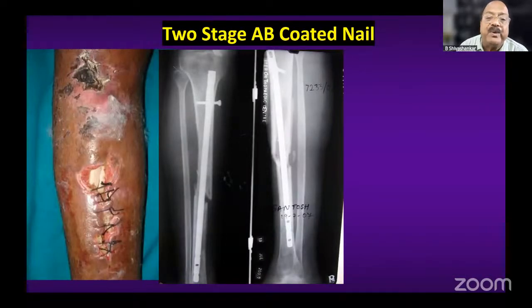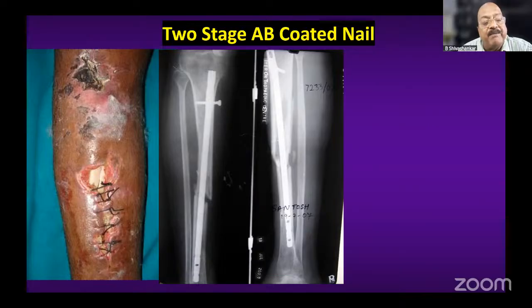Then came the two-stage antibiotic coated nail. So in the late 90s, Dr. G.S. Kulkarni popularized the antibiotic coated nail in India. Initially we were doing it over the wire, then we started using L wires and K wires and Steinmann pin, as Dr. Sangeet Gawhale was telling. In the late 90s I have used all of them. I'll share some pictures later on because they are not in this presentation.